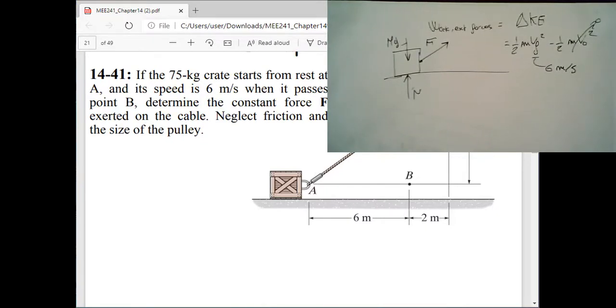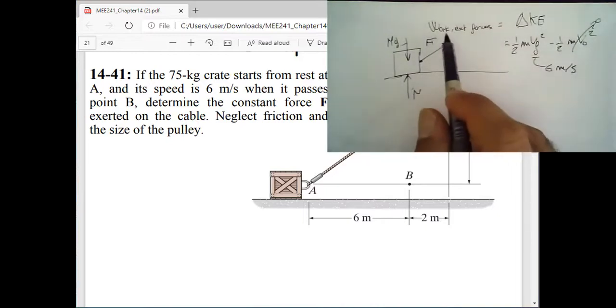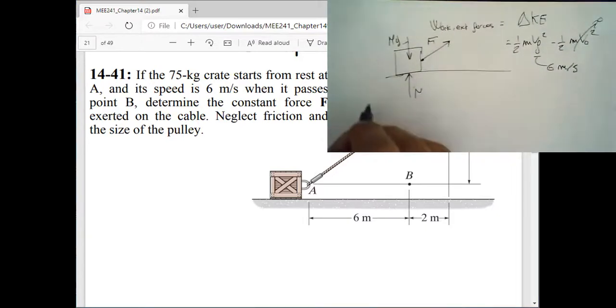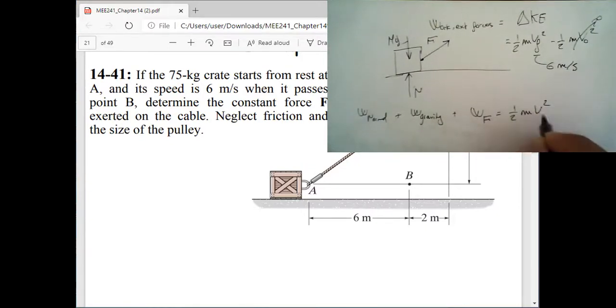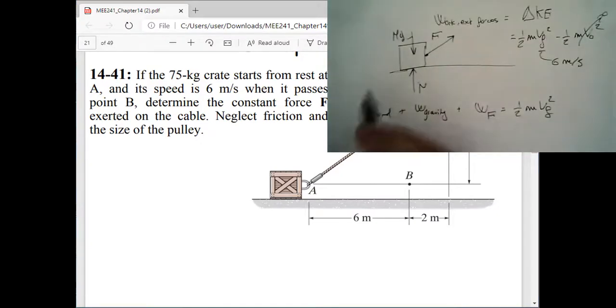Okay, what else is going on here? Well, we need to find the work of all the external forces, so we're going to list them up. The work of the normal force plus the work of gravity plus the work of F has to be equal to 1/2 m vf squared. What is the work of the normal force? I think it's going to be 0, because the normal force is not moving this object forward, right?